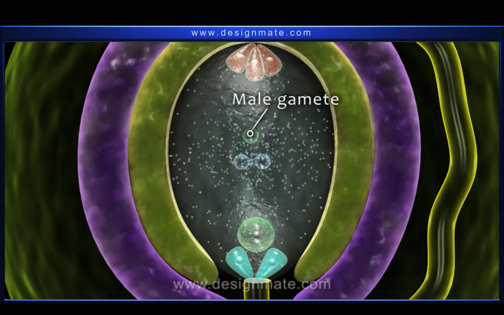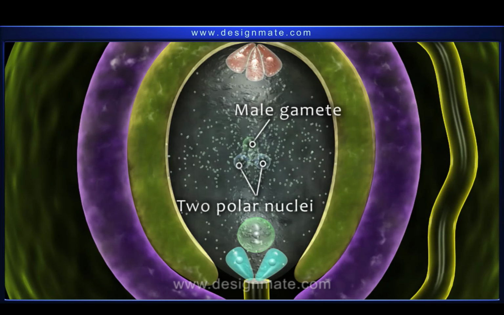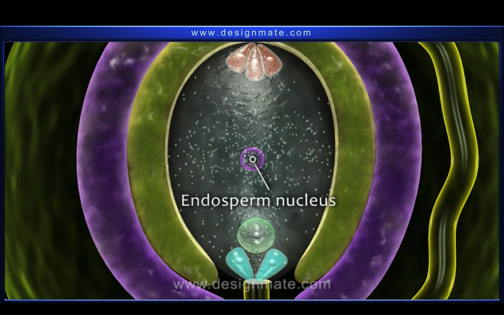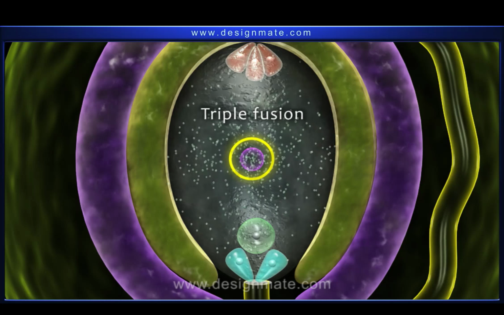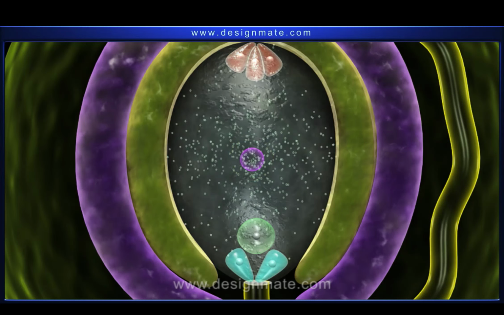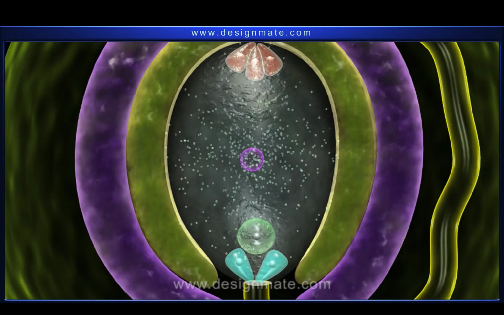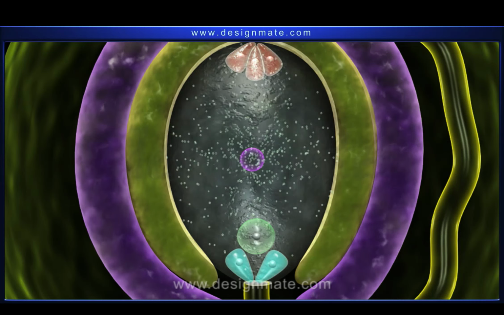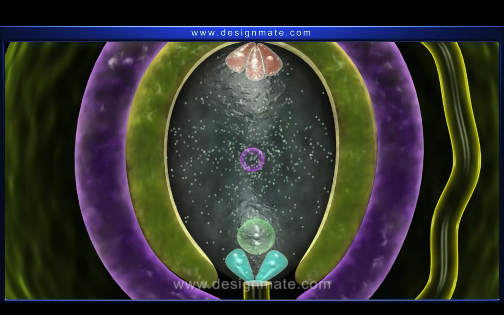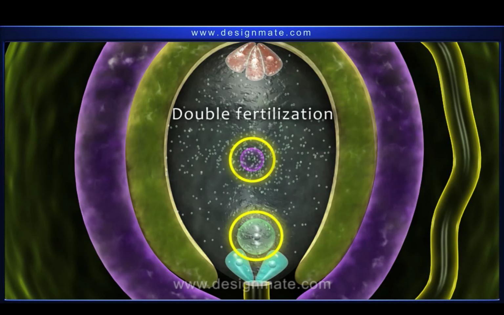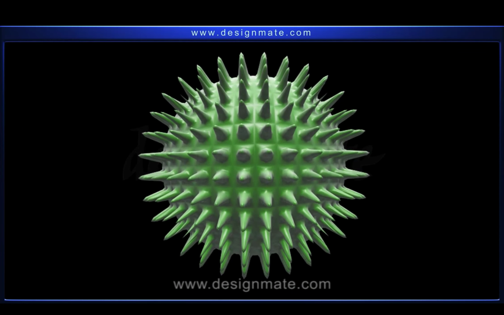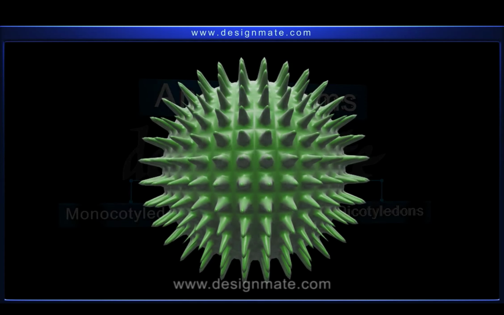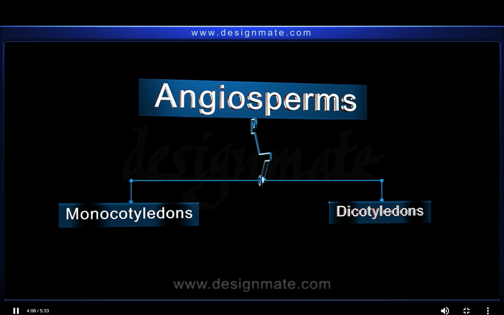The other male gamete fuses with these two polar nuclei to form endosperm nucleus. This process is called triple fusion, as three nuclei are involved in the process: one male gamete and two polar nuclei. Thus, two fusions take place inside the embryo sac, and the whole process is called double fertilization. After fertilization, the ovary develops into a fruit, and the ovules develop into seeds. The angiosperms are divided into two classes, monocotyledons and dicotyledons.